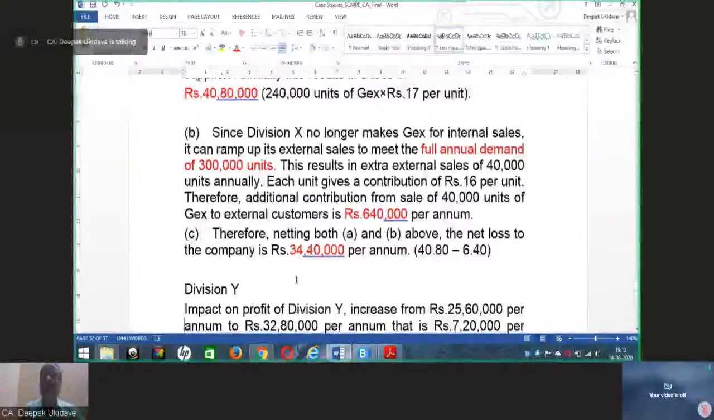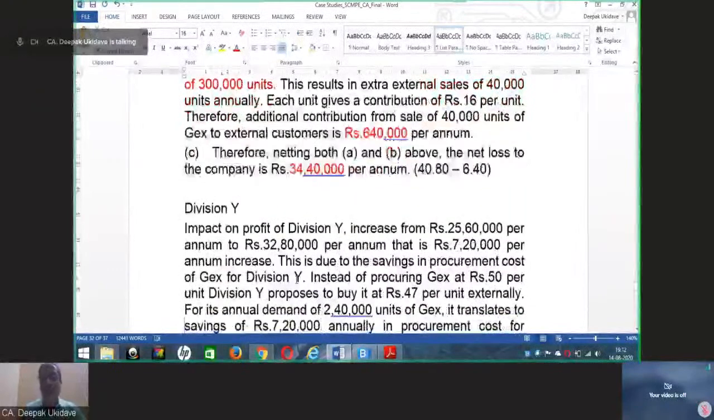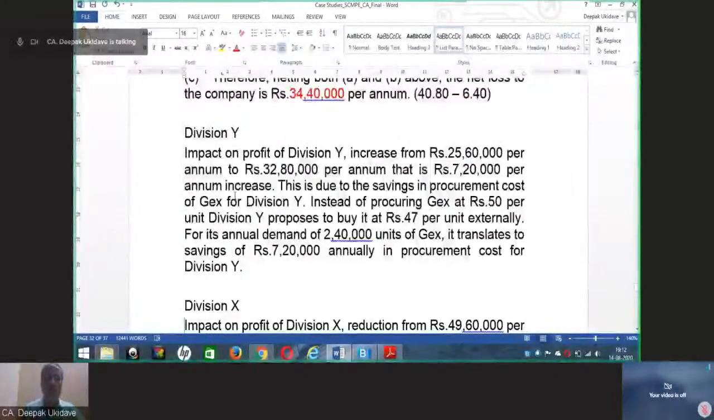Now look at it from Division Y and Division X's point of view, because that is also the question. The question asked is, how has each division been impacted because of this procurement decision of Division Y to procure from the market at a concessional price of 47? What was the effect of this decision on Division Y, and what on Division X? So we are now analyzing the profitability of each division. Look at Division Y, impact on profit of Division Y. It increases from 25,60,000 per annum to 32,80,000 per annum.